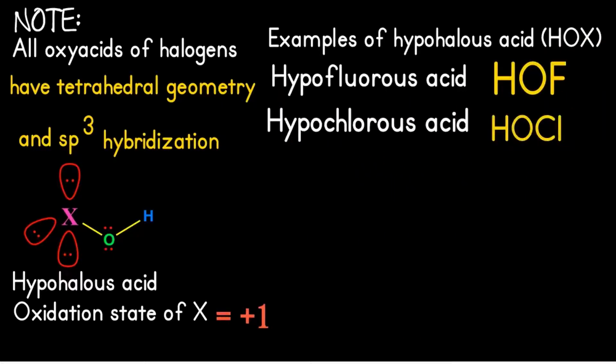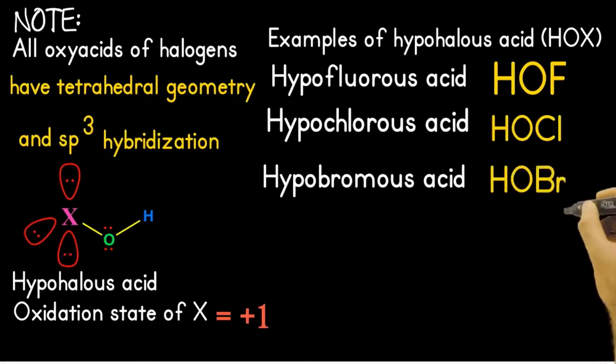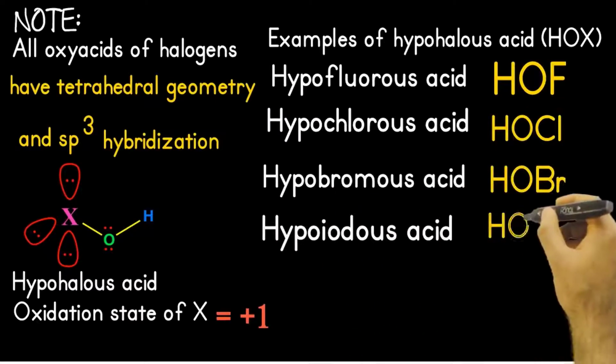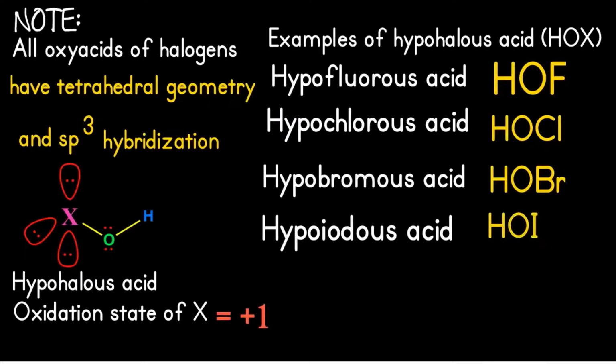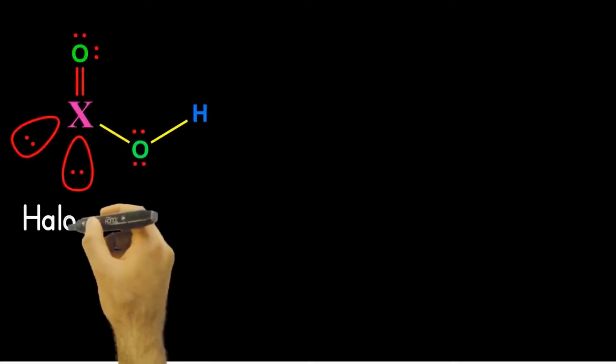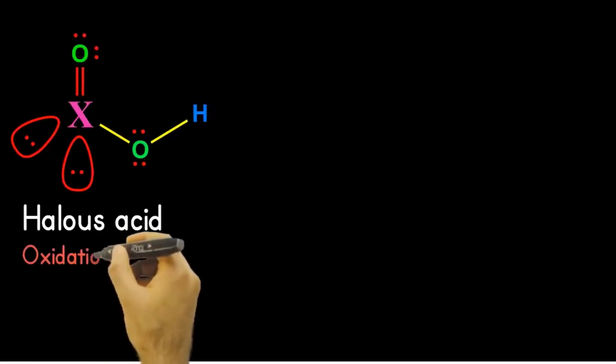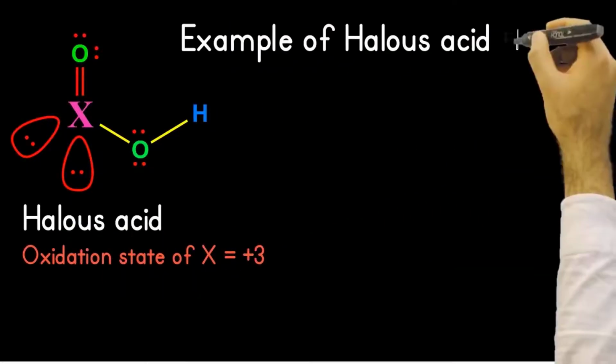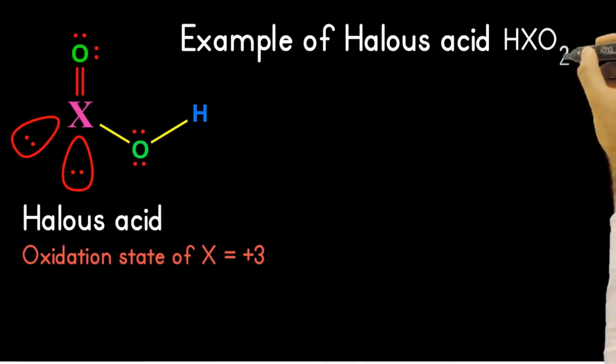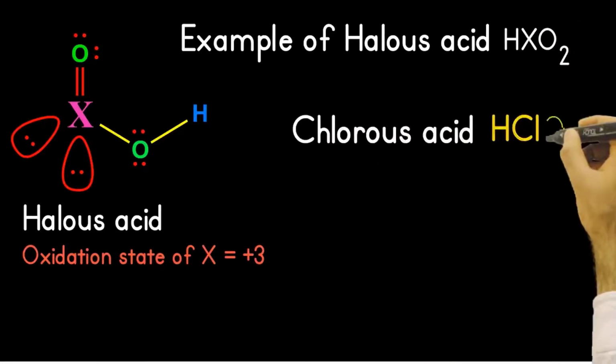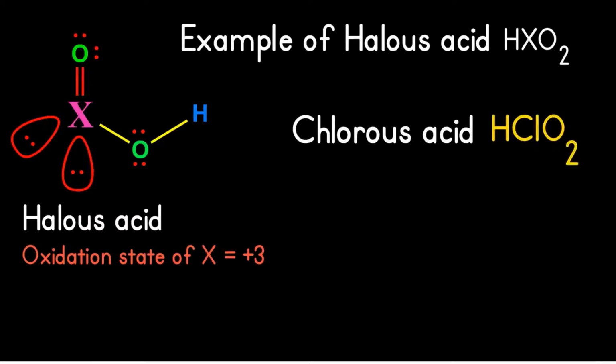So hypohalous acid, oxidation number of halogen, that is X, is +1. So certain examples of hypohalous acid, for example, hypofluorous acid, formula is HOF. Then hypochlorous acid, HOCl. Hypobromous acid, HOBr. And hypoiodous acid, HOI. So next we have halous acid. The oxidation number of halogen in this case is +3. The formula of halous acid is HXO2. The only example is chlorous acid. Here X is equal to Cl only, that is HClO2 is the formula.